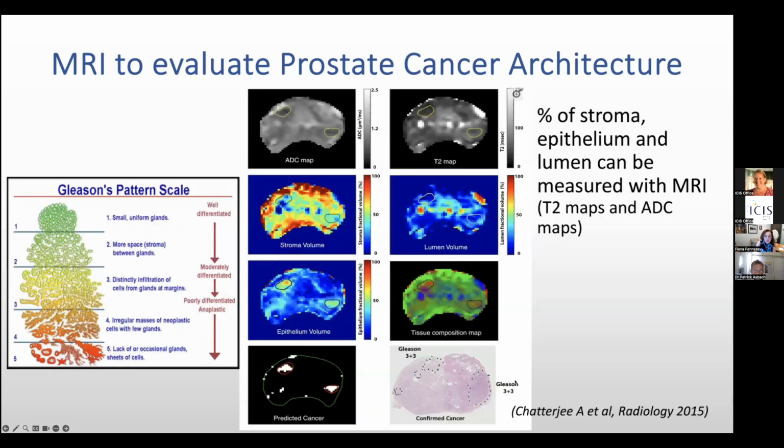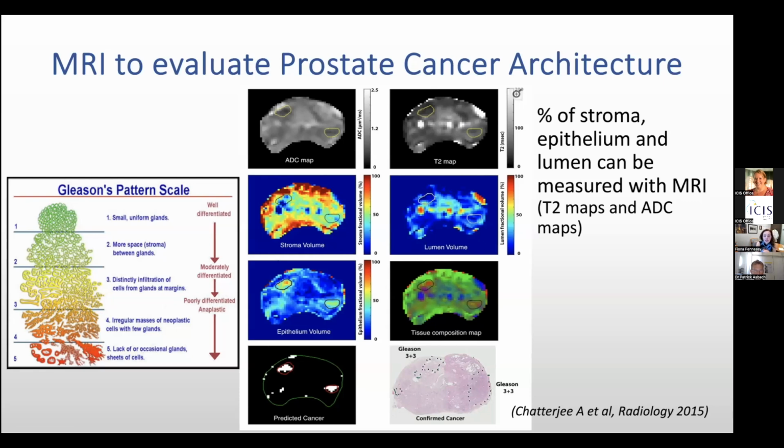So this is an example of one paper from a while ago, and they've done extensive work on this since, where you can actually get maps with MRI of the stromal volume, the lumen volume, the epithelial volume, and different sites have correlated this with histopathology. So knowing what the normal percentage of stroma, lumen and epithelium is, and knowing what it is for tumor, potentially you can develop these maps on MRI and predict what the histology will look like.